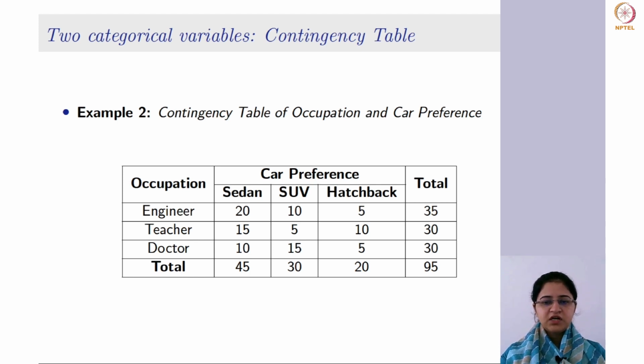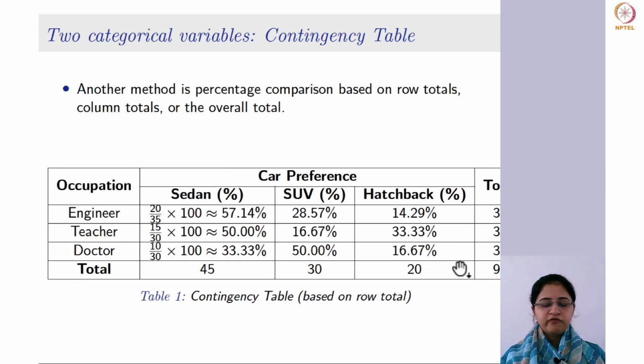Now, these are the counts. Instead of just writing the counts, sometimes it becomes easier if you have the observations in terms of the percentage. You can express each of these counts in terms of the percentage, either based on the total, or based on the column totals or the row totals. Suppose you make the percentage comparison based on your row totals, then the table is going to look like this.